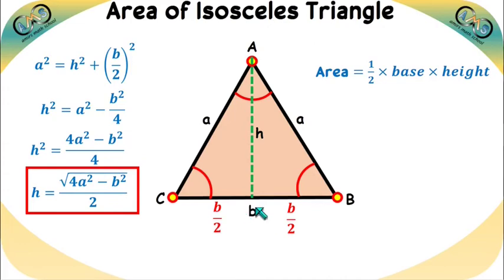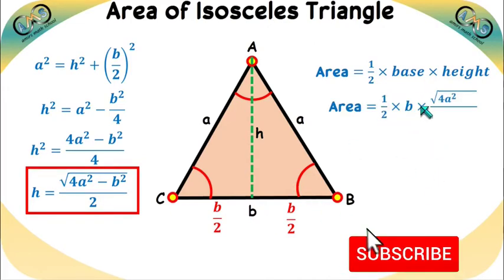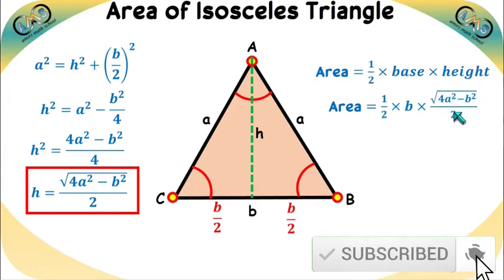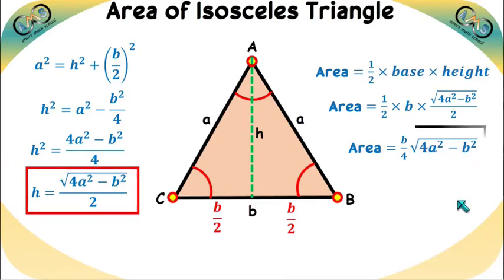So substitute the value of base and the height in this equation. We get half times B times square root of 4A square minus B square divided by 2, which is equal to B by 4 square root of 4A square minus B square. So this is our formula to find the area of the isosceles triangle when the side lengths of this isosceles triangle are A and B. A is the length of the equal side and B is the other side.